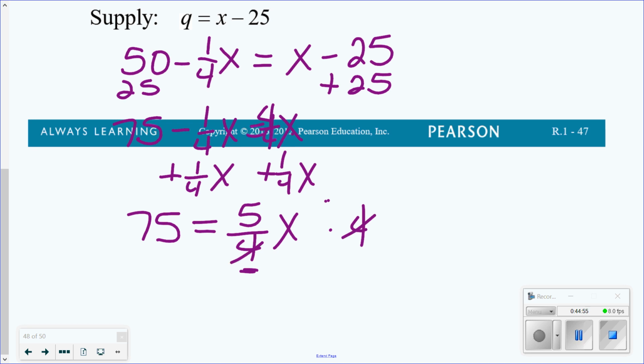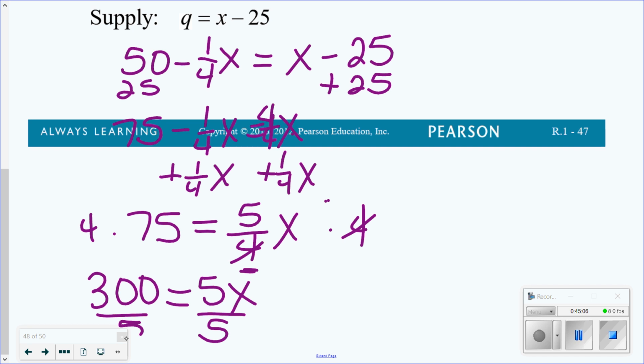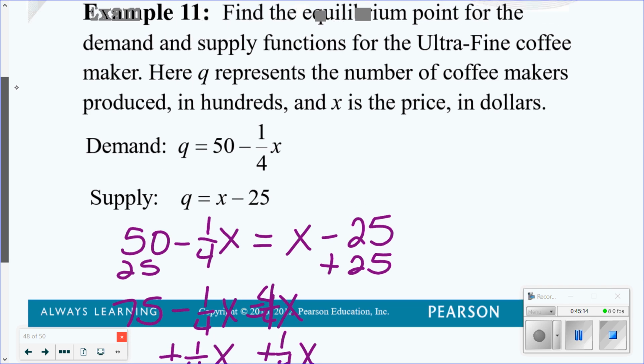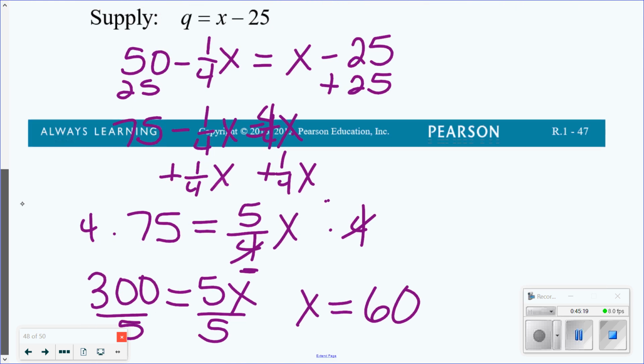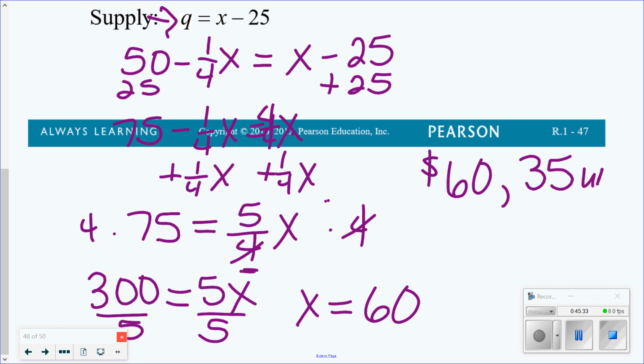In order to get this fraction off of here, let's multiply both sides by 4. So I'm going to multiply this by 4. That gets rid of the 4. Multiply that by 4. So 75 times 4 is 300 equals 5x. And then divide both sides by 5. So x equals 60. So our equilibrium is at a price of $60. And we could plug that back into either one of them because this is equilibrium to find our quantity. So $60, 60 minus 25, and it would be 35 units.